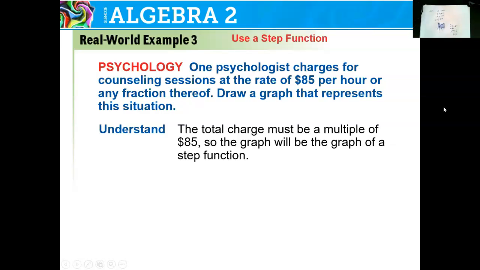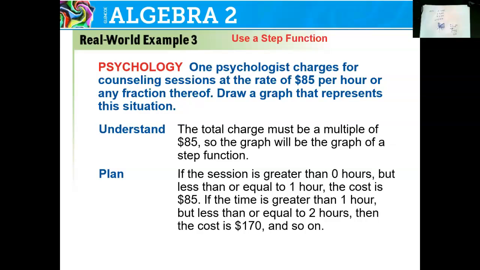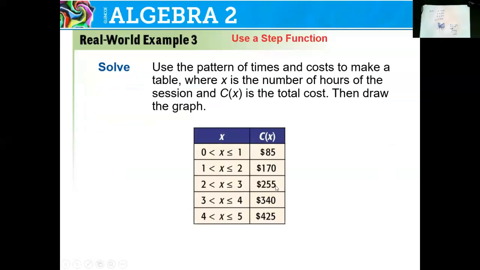Okay, so the total charge must be a multiple of 85 for the graph. So the graph will be a graph of a step function. If the session is greater than 0 hours but less than or equal to 1 hour, the cost is $85. If the time is greater than 1 but less than or equal to 2 hours, it's 170, and so on. So we used the pattern and they built a table.